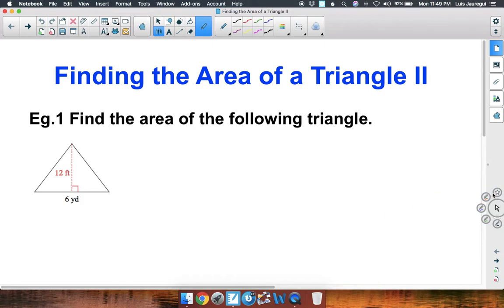Welcome. In this video we'll be finding the area of a triangle, part 2. Let's take a look at our example. Example 1: Find the area of the following triangle.